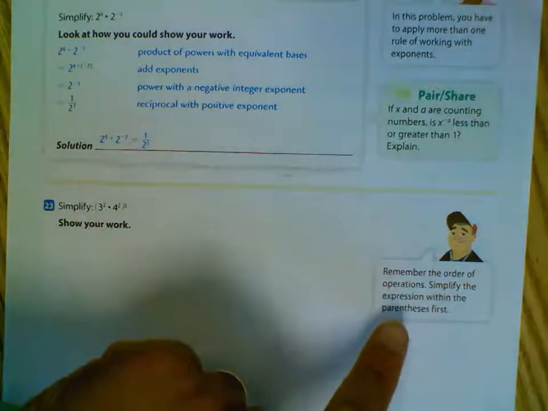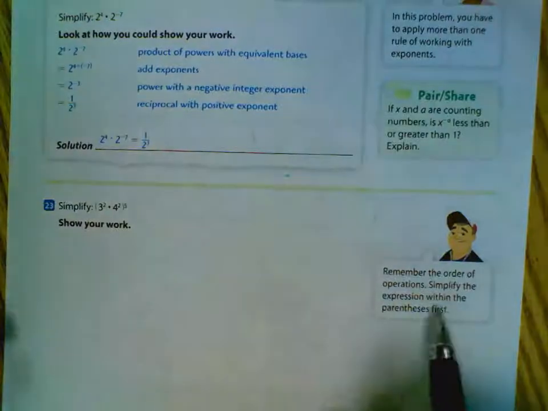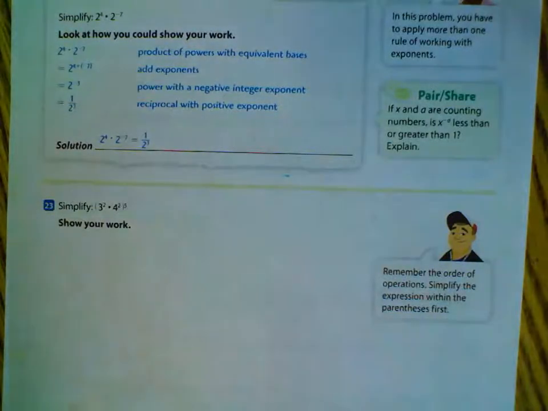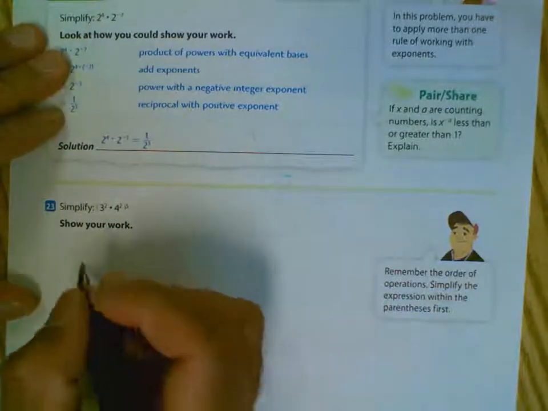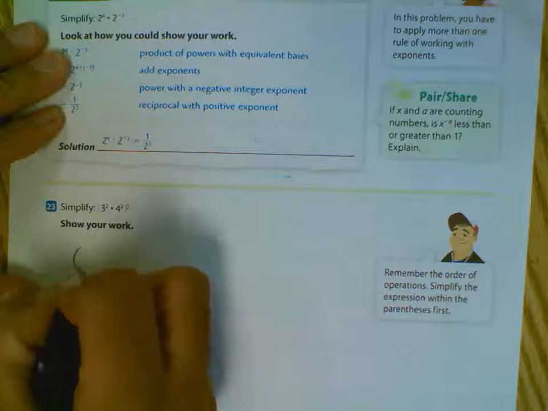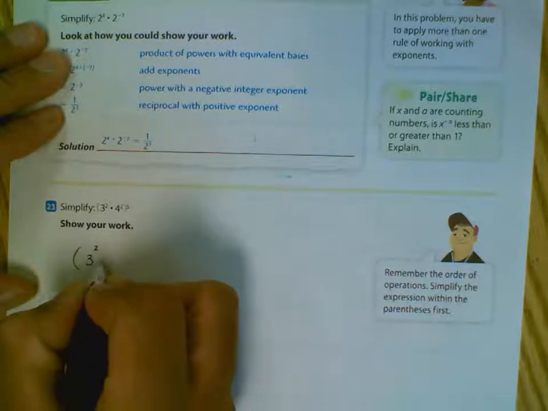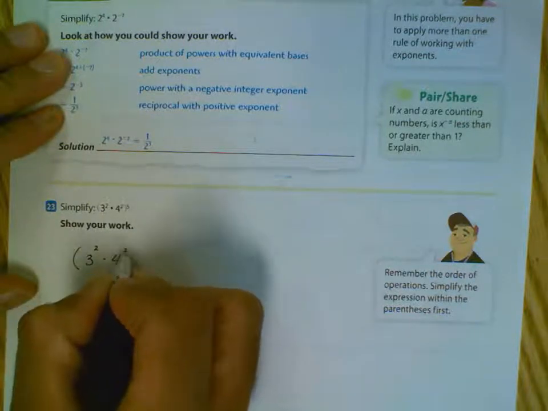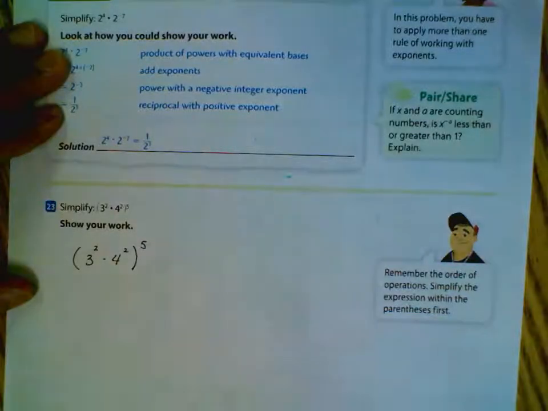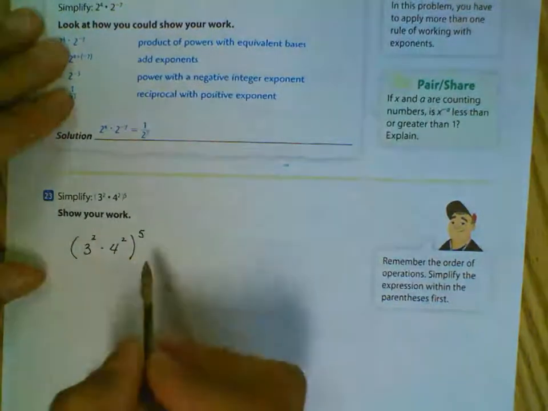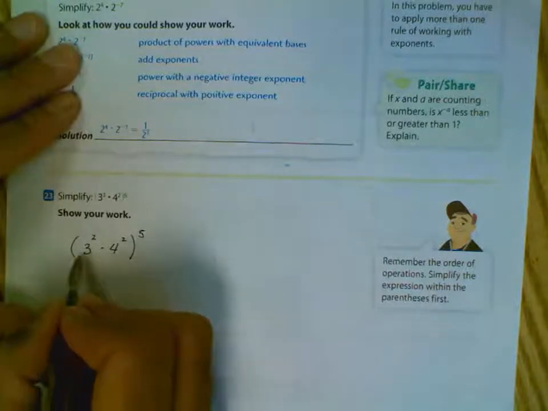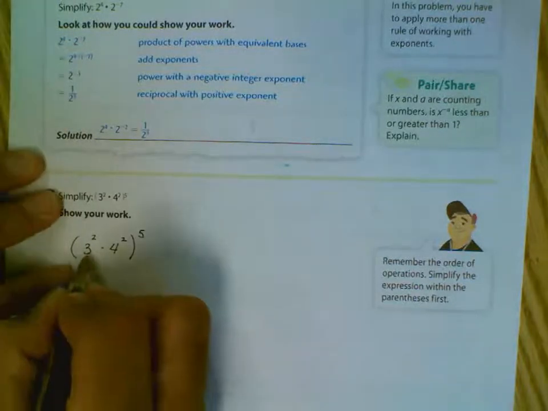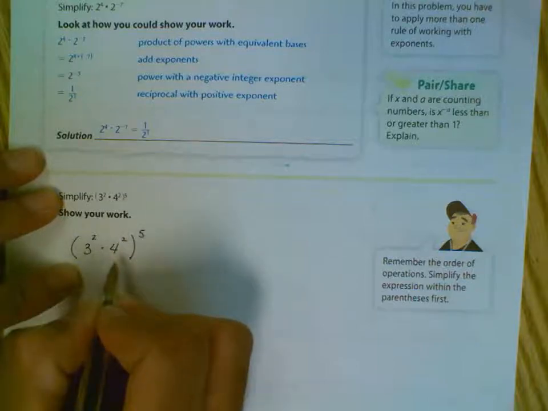Remember that in the order of operations, we simplify the expression within the parentheses first. So what we are going to do, look at this one. I'm going to write the problem. I have 3 to the 2nd power times 4 to the 2nd power, all to the 5th power. According to the rules of the order of operations, what is inside the parentheses goes first. So I have 3 to the 2nd power times 4 to the 2nd power.